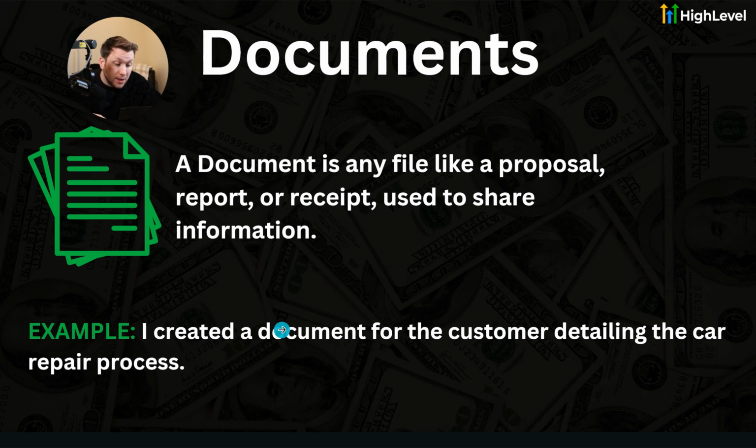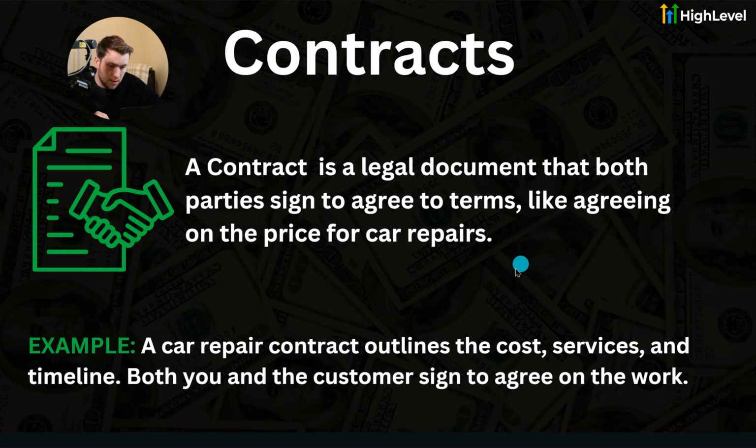And again, right in settings, it's the same thing I went over. It's just basic business info. So that's how you send an invoice and an estimate. So now let's move on to documents and contracts. Really fast, I'm just going to explain what a document and a contract is and their difference. A document is any file like a proposal, report, or receipt used to share information.